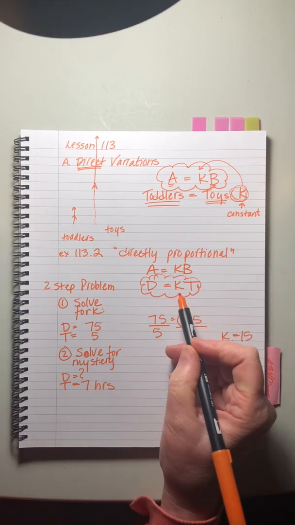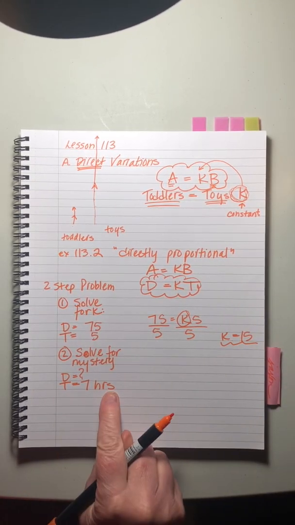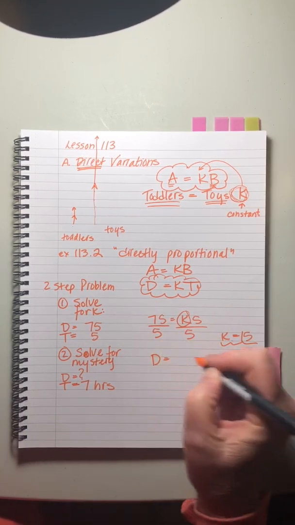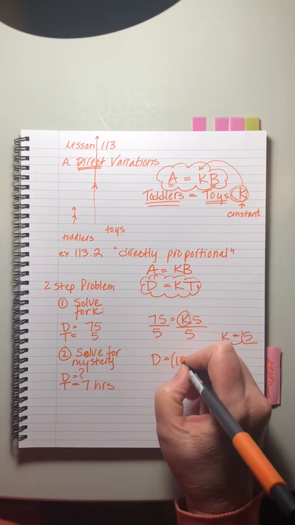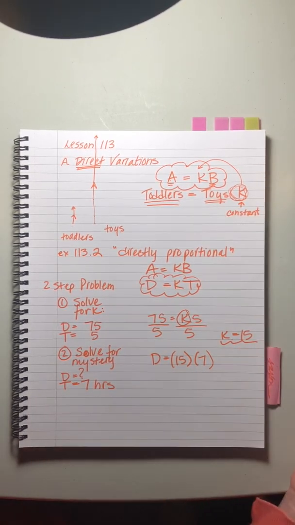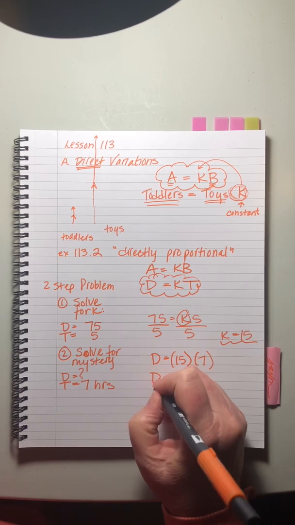So now we use our same formula, but this time we use the K and the T that John gave us, and we're going to solve for D. So we can say D equals K is 15 times T is 7. And now all we have to do is multiply those together, and we will get the distance that our car will travel. I can do that in my head.